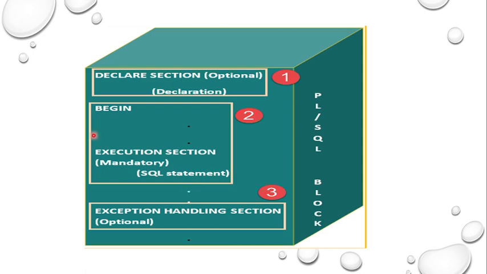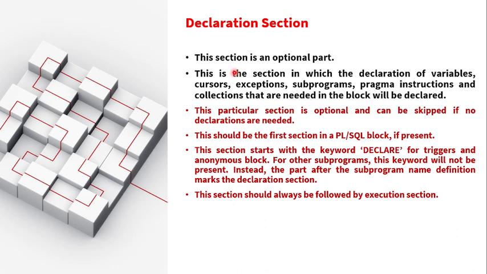And the declaration section, what is the use of declaration? It is an optional section in which the variables, cursors, exceptions, subprograms and collections that are needed in the block will be declared. Again repeating, it is optional, and it should be the first section in the PL/SQL block if present. The section always starts with the keyword declare for triggers and unnamed blocks, and it is always followed by the execution section. These highlighted points are some of the characteristics of the declaration section.